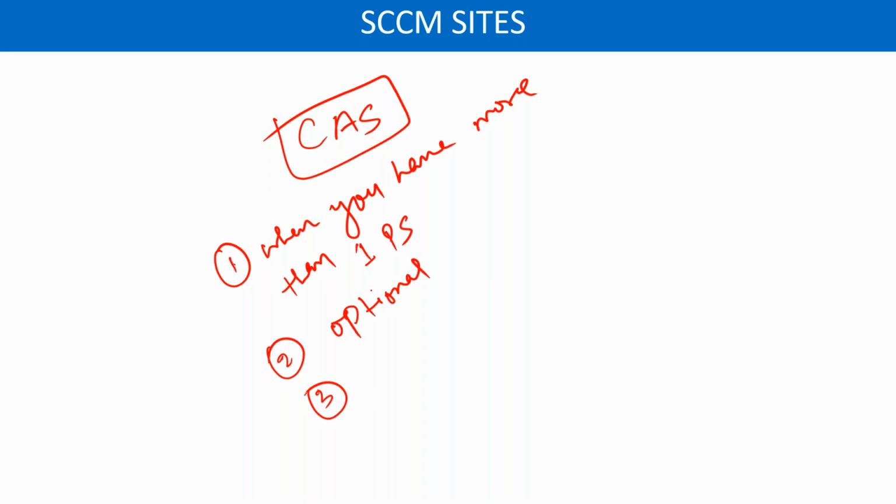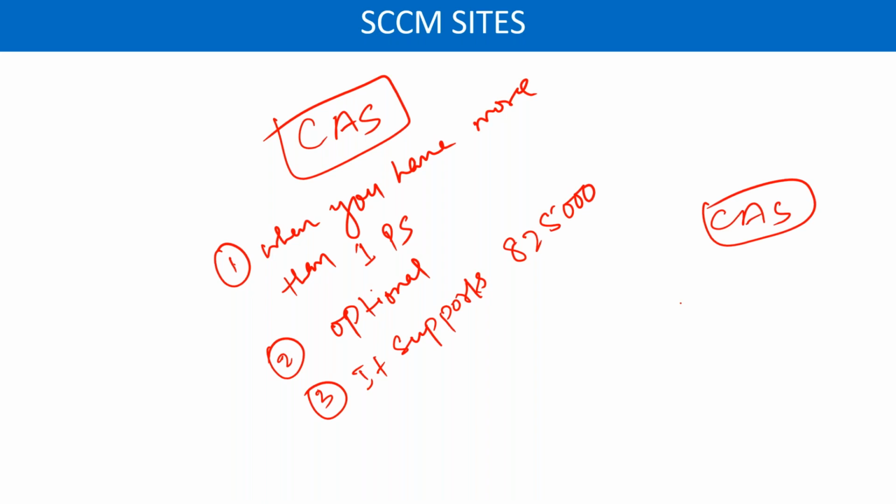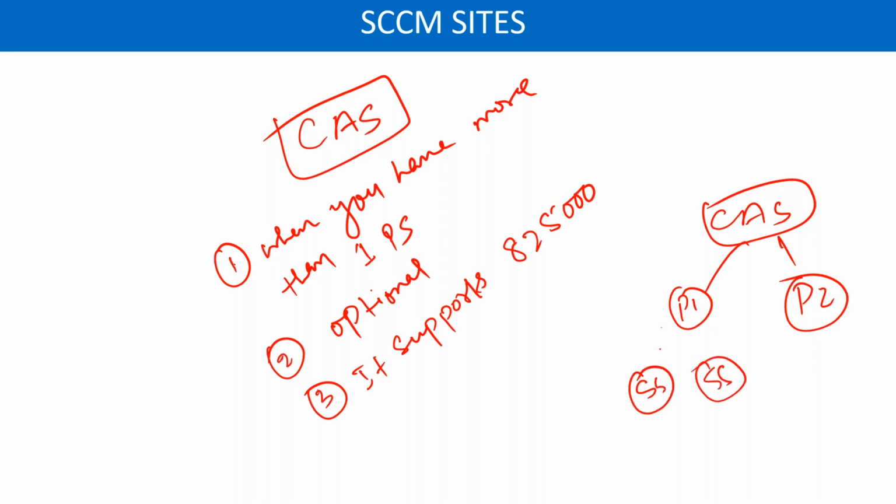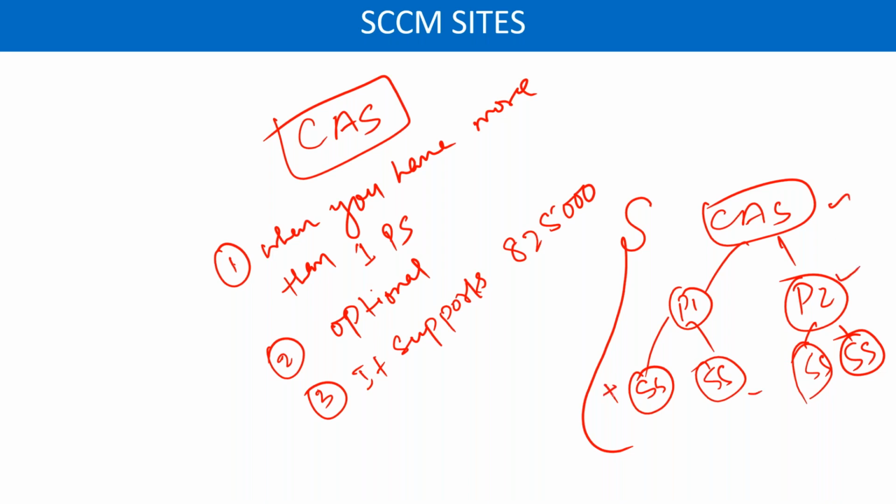Third, the central administration site supports up to how many devices? 825,000 devices in a central administration hierarchy. For example, you have CAS, and then you have primary site one and primary site two, and then you have some secondary sites like this. The total number of devices from CAS to primary to secondary should not exceed this number. So it can support up to 825,000 devices in one CAS hierarchy. That's the maximum capability of the central administration site.